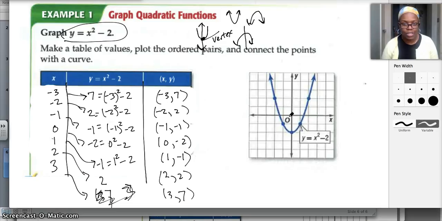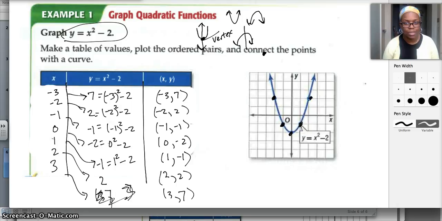So at -3, 7, 1, 2, 3, 4, 5, 6, 7, you could see that these arrows are moving right up to that spot. -2, 2, there's our point. At -1, -1, there's our point. At 0, -2, our point again.